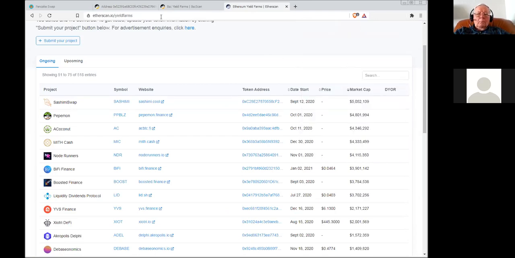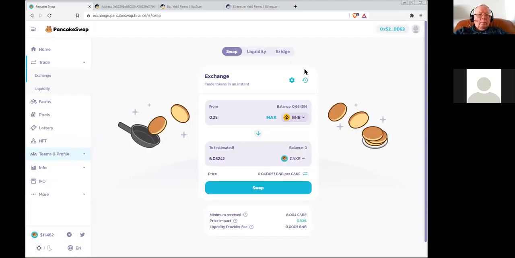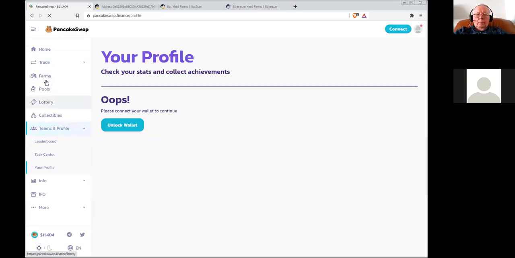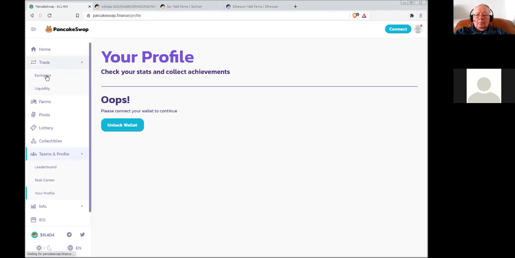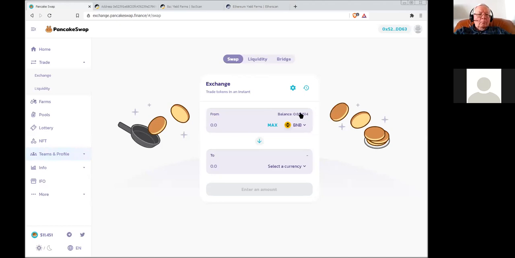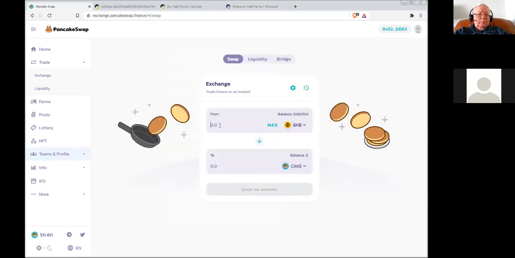Let me try this. I actually have two wallets working on the same address. So let me try going back into the trade exchange. And this time I'm going to connect my Math Wallet, which is the other one that has the same funds in it. So there's the same balance. So let's trade that to Cake and see if Math Wallet wants to work.